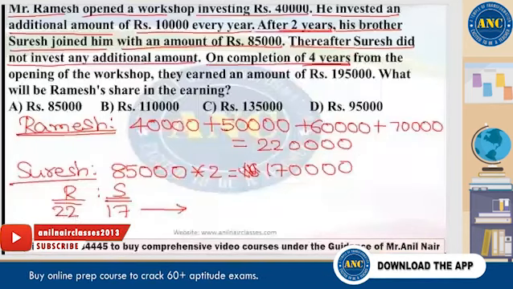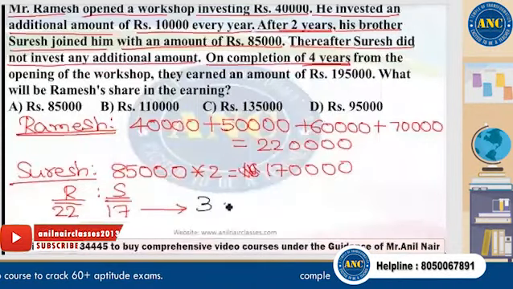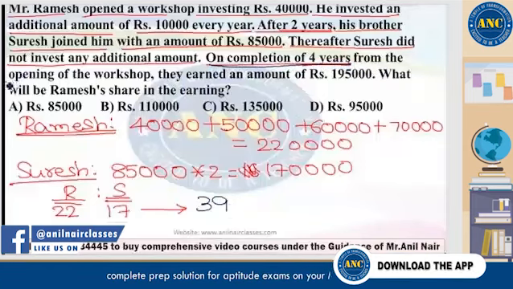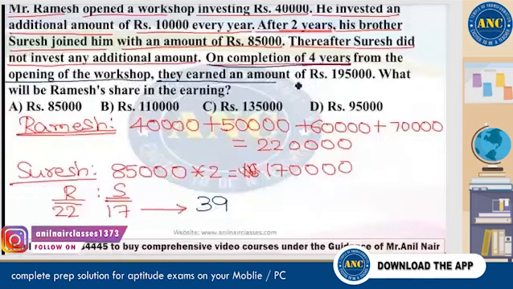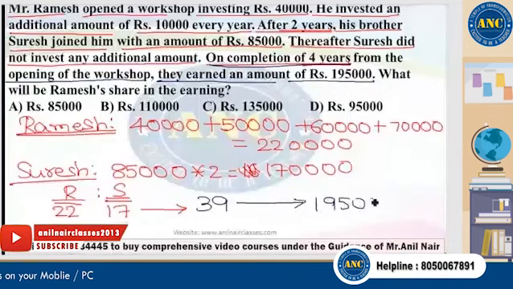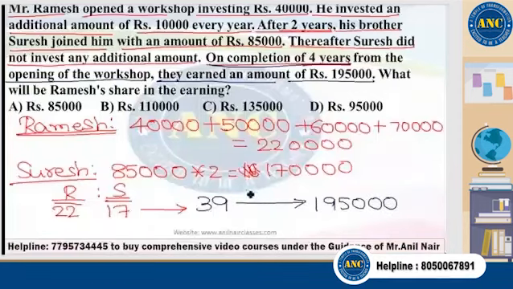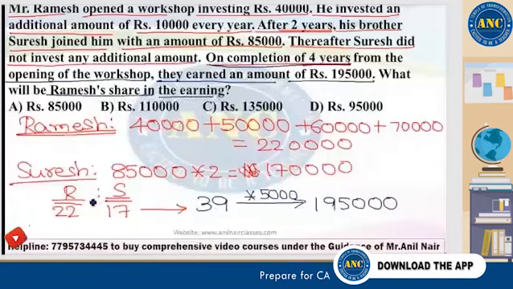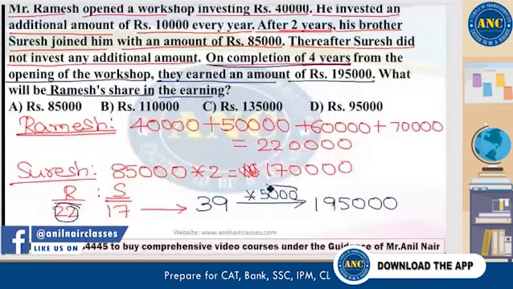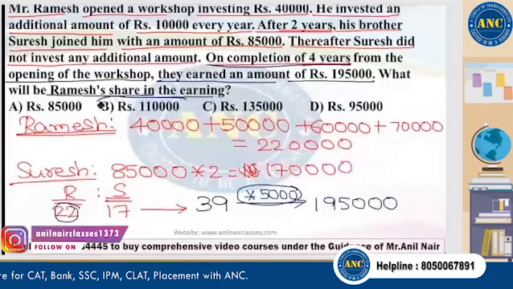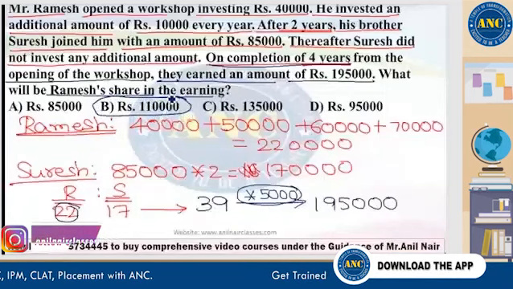According to the ratio, total profit is 22 plus 17, 39. According to the question, on completion of 4 years from the opening of the shop, they earned an amount of rupees 1,95,000. It is 1.95 lakhs. 39 should become 1,95,000. 39 into 5 is 195, followed by 3 zeros. What will be Ramesh's share in this earning? Ramesh is 22. 22 multiply by the same multiplying factor 5,000. 22 into 5,000 is 1,10,000.